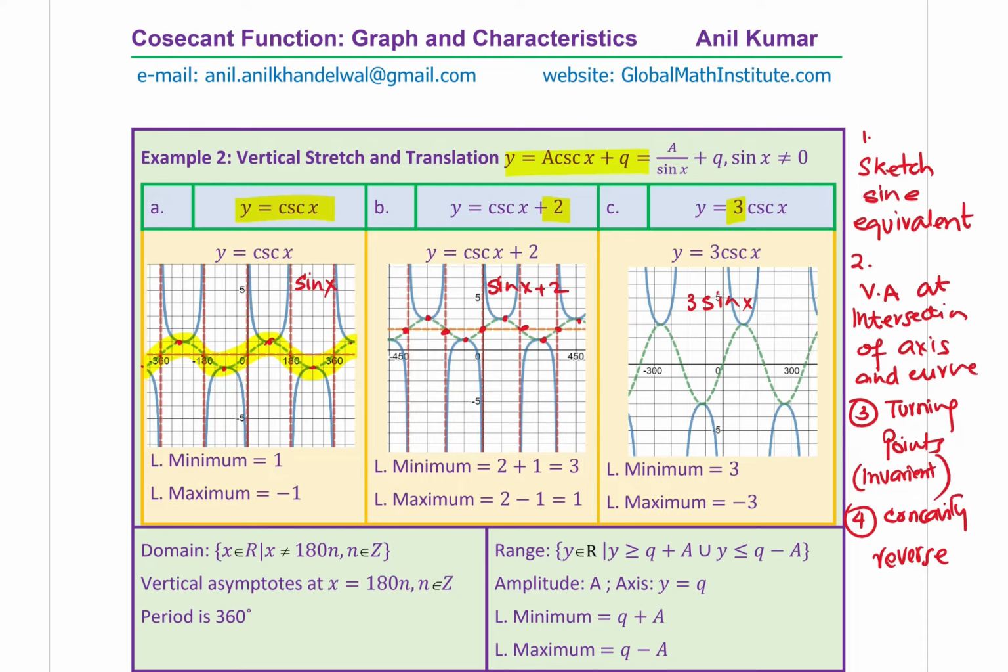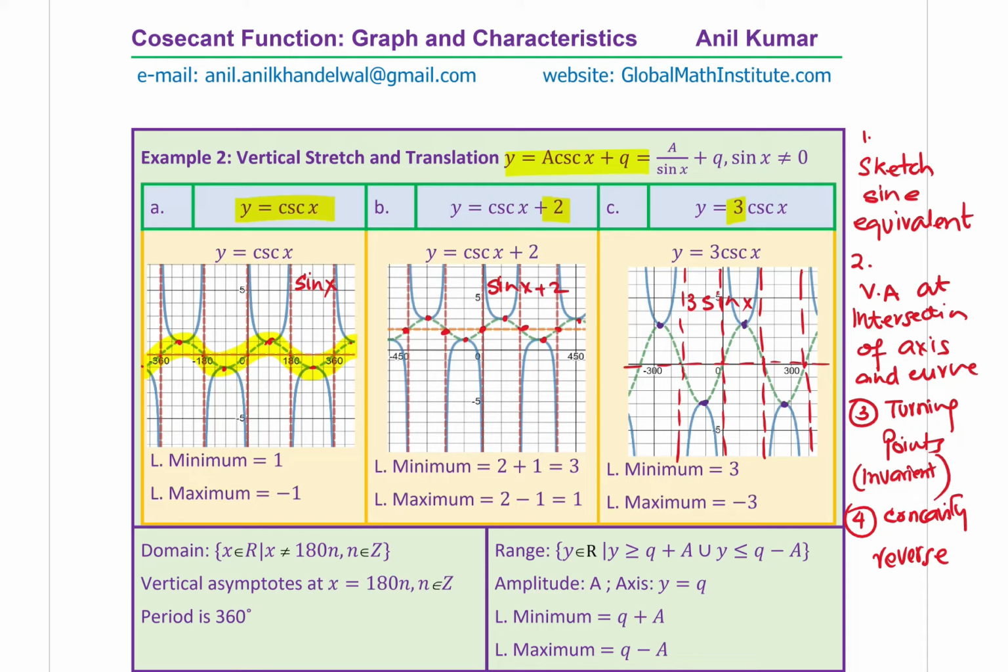Then once you do that, you know this is your axis. At the points of intersection, draw the vertical asymptotes at these points, where the axis intersects the sine function. And then you can also mark the turning points. These are invariant. They're common to both the graphs. And at the turning points, flip the concavity to get your function. Is that clear to you? So that is our method 2, which we are going to now adopt for sketching cosecant functions easily.